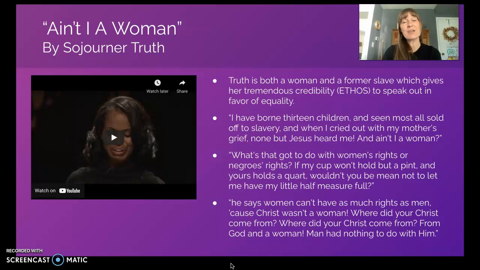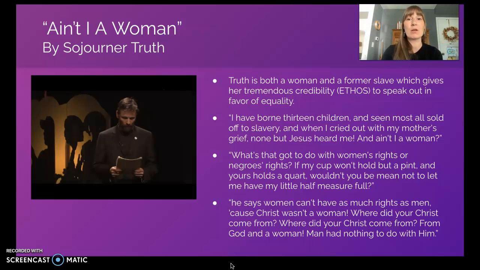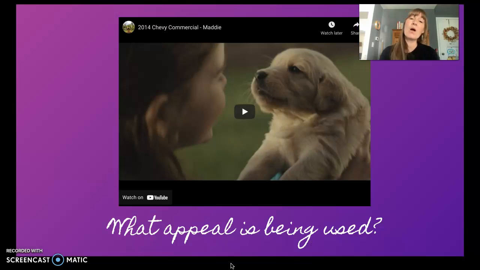But you can see here she's using a variety of all three. And that's the real power of ethos, pathos, and logos. When used in combination, not one too much out of balance with the other, that's when we see some really strong argumentation. All right, so if we go back to our opening commercial here, what appeal is being used?